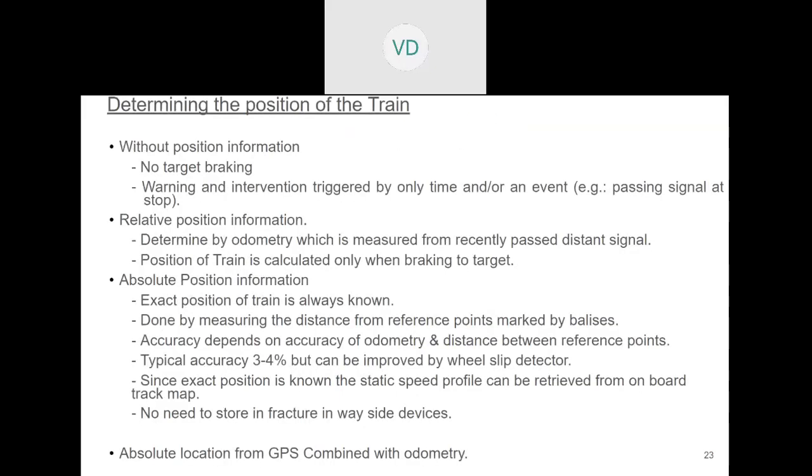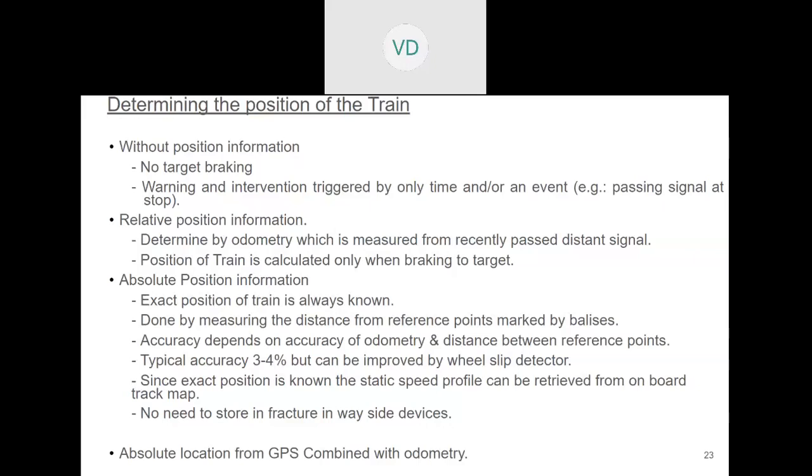Then the next aspect is determining the position of the train. How do you determine where the train is with respect to the stop signal? Without the position given, you cannot have a target braking. Where to stop the train, you won't know. So without the position information, some systems, that is the warning systems, use relative position. I have hit the distance signal, so from here I will count how far I am from the stop signal. Then I can calculate the speed profile only for the section between the distance signal and the stop signal.